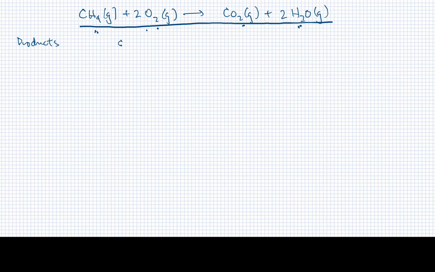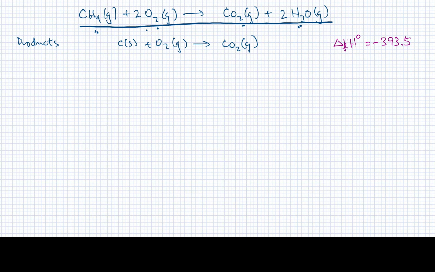So the formation reaction for carbon dioxide would be carbon solid, which is graphite, plus oxygen gas forming carbon dioxide gas. And what I would find is that the heat of formation, let me make a little f there, the heat of formation for carbon dioxide is negative 393.5.